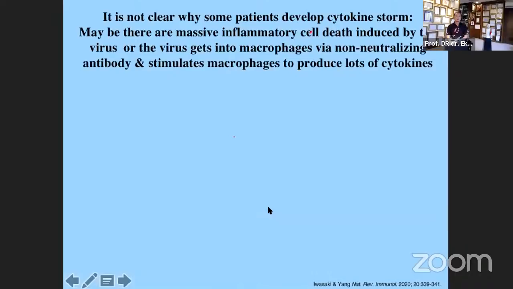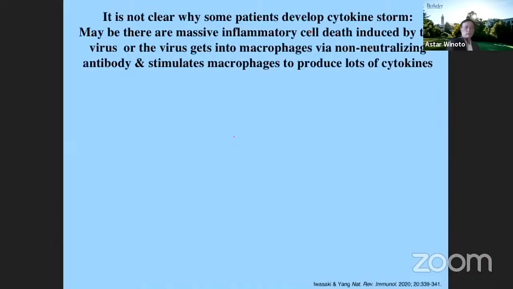It's not completely clear why some patients develop cytokine storm and some don't. One possibility, which we are researching in my lab, is that there is massive inflammatory cell death induced by the virus. The virus can induce cell death, and there are different kinds of cell death. Some are apoptotic, so they get cleared very easily, and some are so-called inflammatory cell death. The cell death causes inflammation, so the virus causes massive inflammation that can lead to hyperinflammation.